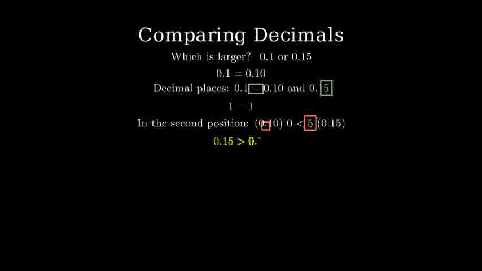Therefore, 0.15 is larger than 0.10. Or, in other words, 0.15 is larger than 0.1.